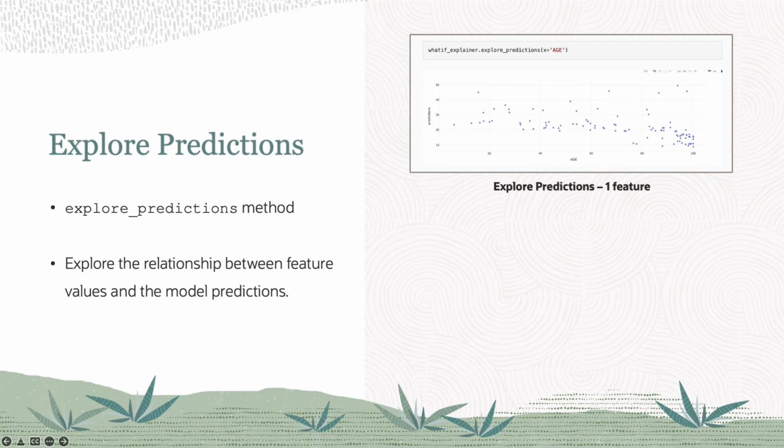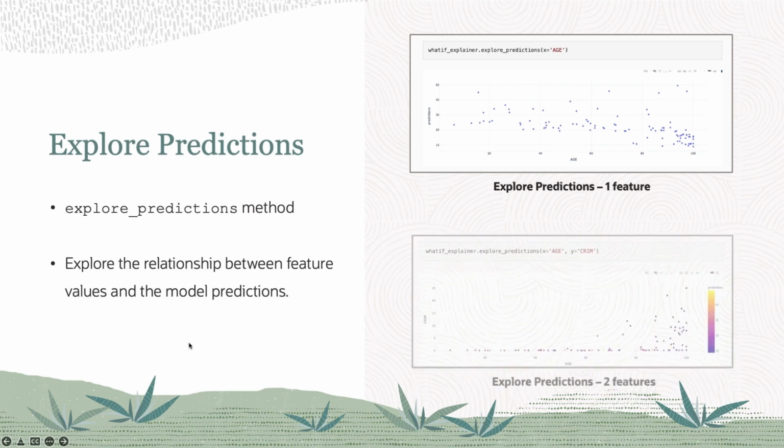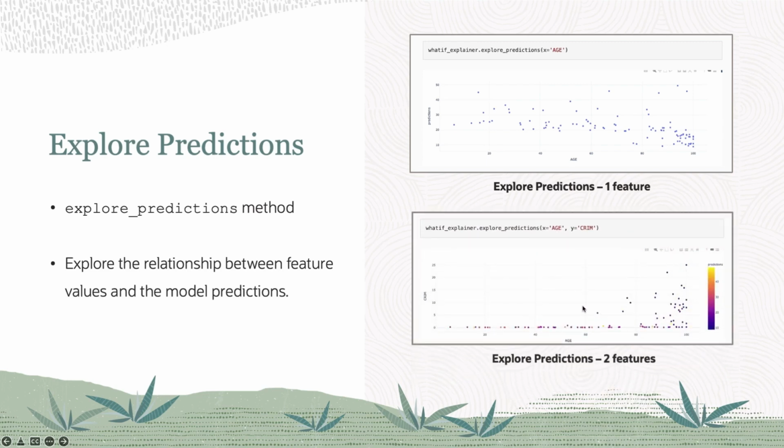In case of two features, if there are two features passed in, the values of the features are shown on the X and Y axis, for example age and CRIM. The plot uses color in this case to indicate the value of the target.